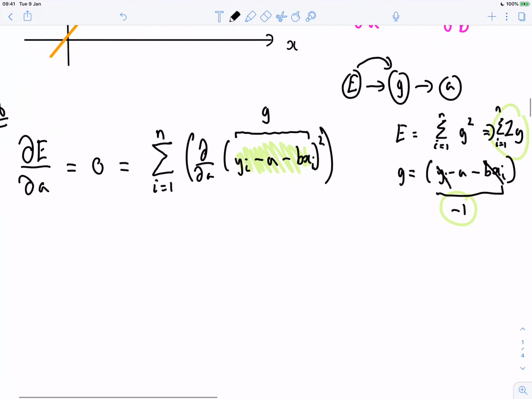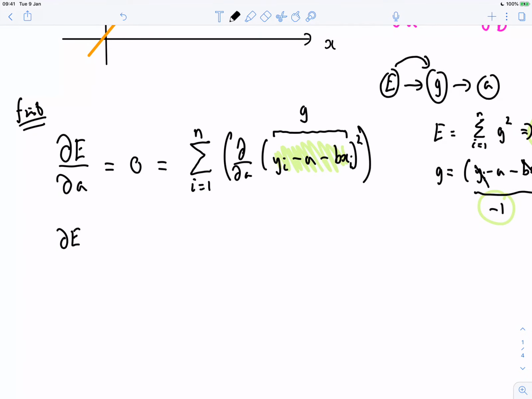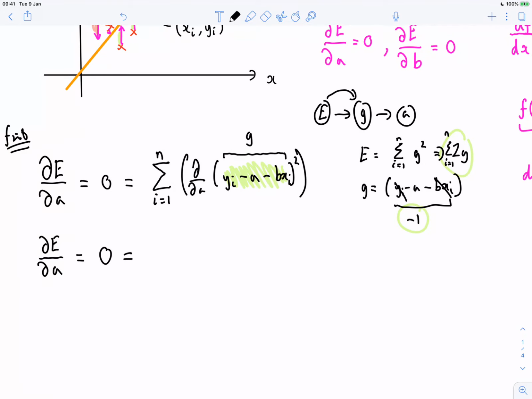So actually, the differentiation of E with respect to A, taking the partial derivative, setting equal to 0, equals minus 1 lots of the sum from 1 to n of 2 lots of g, which is yi minus a minus b xi. Other points to note, this is a constant factor 2, so I can take this 2 out as a factor.